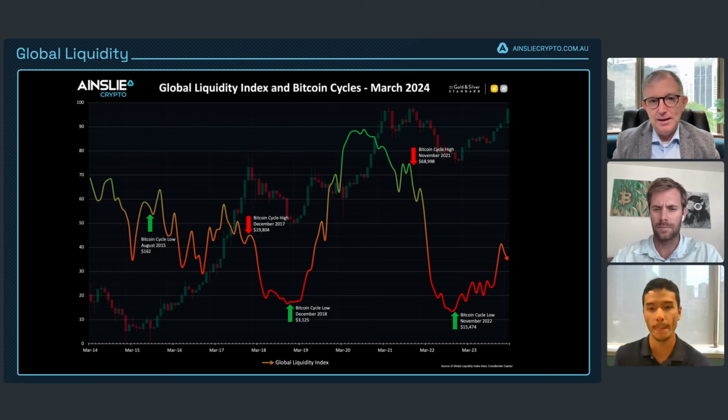So then we take that and we apply it specifically. This line is the liquidity index, and in the background we've got the price of Bitcoin. This chart's really just highlighting where the cycle lows were, which lined up perfectly with the liquidity cycle lows, and then the highs lined up quite nicely with the highs as well, even though there was a bit of lag.